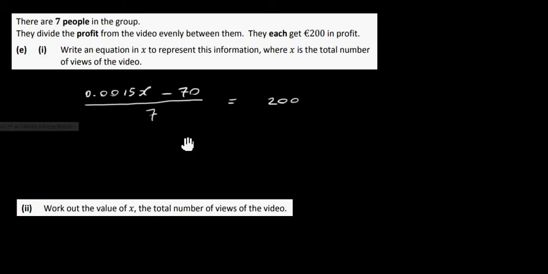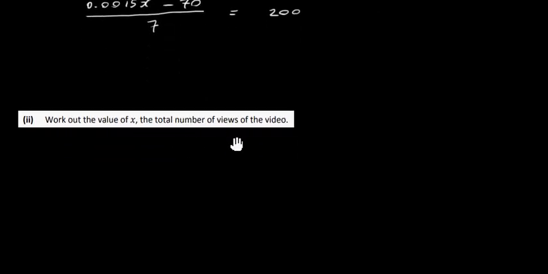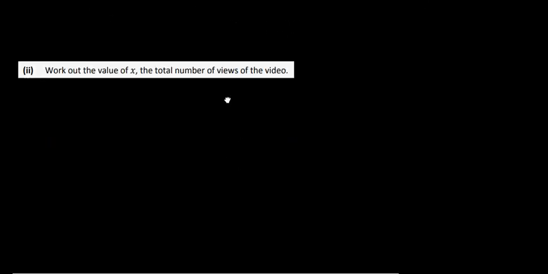Next part, I presume we have to work out what x is. So work out the value of x, the total number of views of this video. Okay, so we had 0.0015x minus 70. We divided by 7, and so we worked out that each person then would get 200 euros, or we were told each person would get 200 euros. We've got to work out how many views this would actually take in order for each person to get 200 euros each.